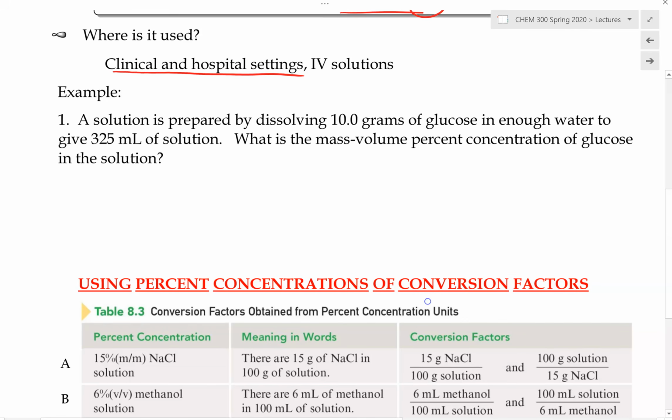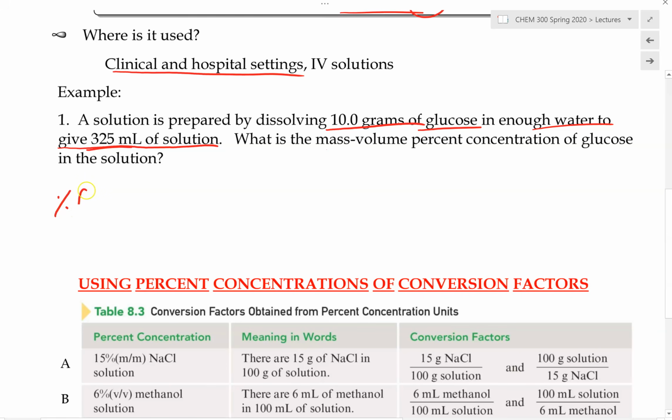And now let's try an example to make sure we know how to calculate the mass to volume percent. So here in an example, a solution is prepared by dissolving 10.0 gram of glucose in enough water to give 325 milliliter of solution. So in this case, we don't know how much water is being used, but we know that we just add enough to bring the volume of the solution to 325 milliliter. So what is the mass to volume percent concentration of this glucose solution? And now let's calculate this.